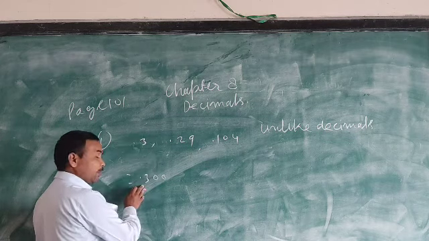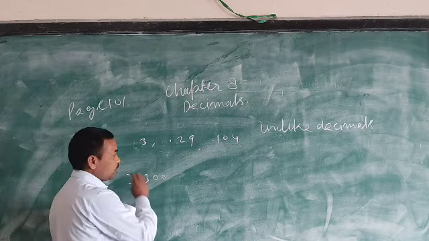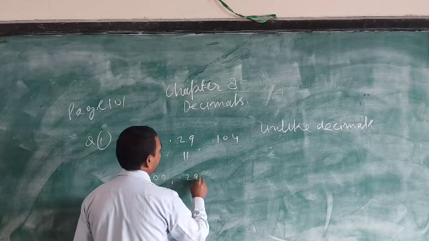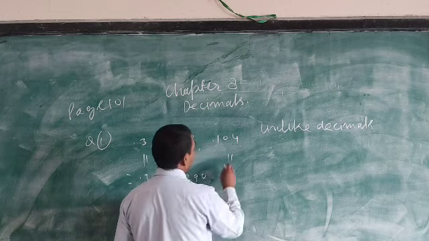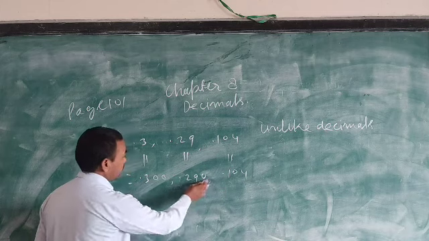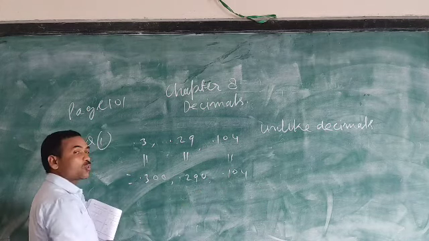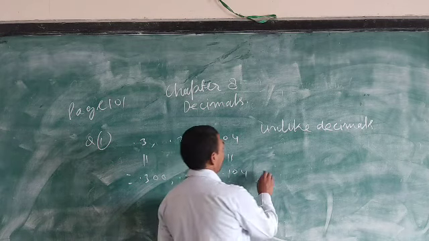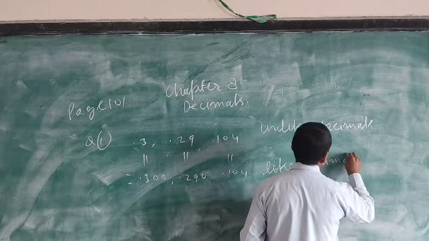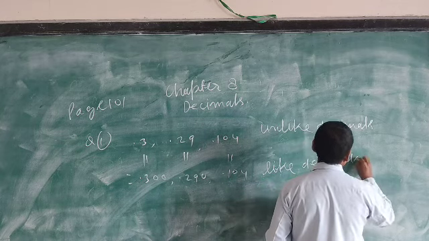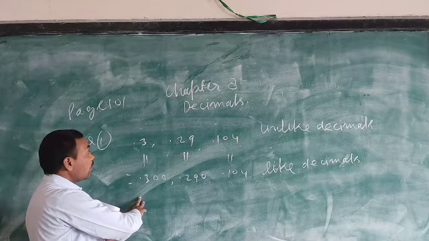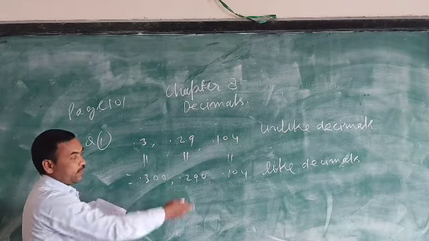The value of 0.3 is the same as the value of 0.300, and this number can be written like this, 0.290, the same with 3 decimal places. So see, here also 3 decimal places, here also 3, here also 3. So they are like decimals. So these unlike decimal numbers are converted to like decimals.